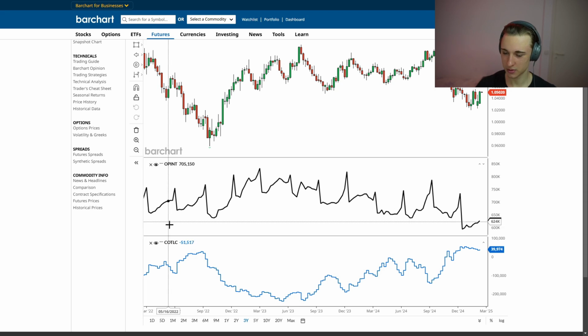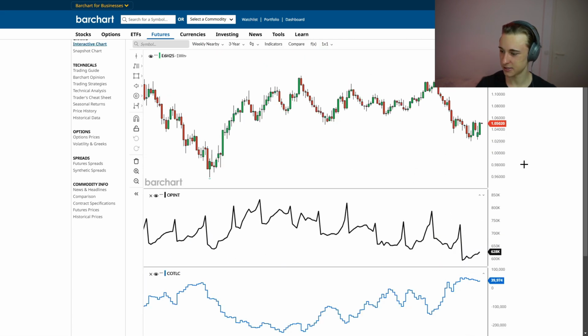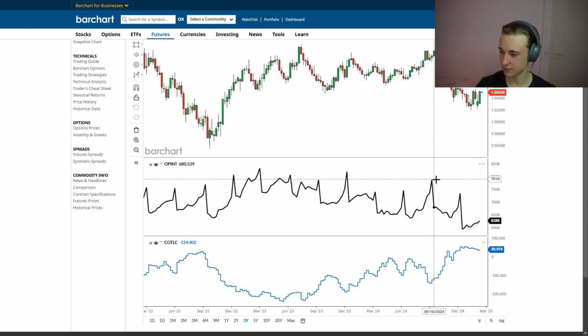And right here we have the open interest, and down here we have the commitment of traders report, and I only have the commercials outlined right here. What you can see right here is that every time open interest drops heavily, we see a major turning point or a quarterly shift in the market. You can see open interest drops massively right here.